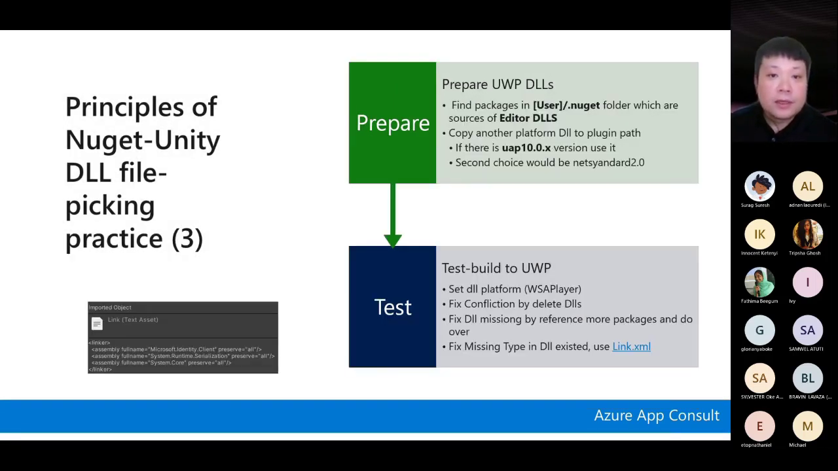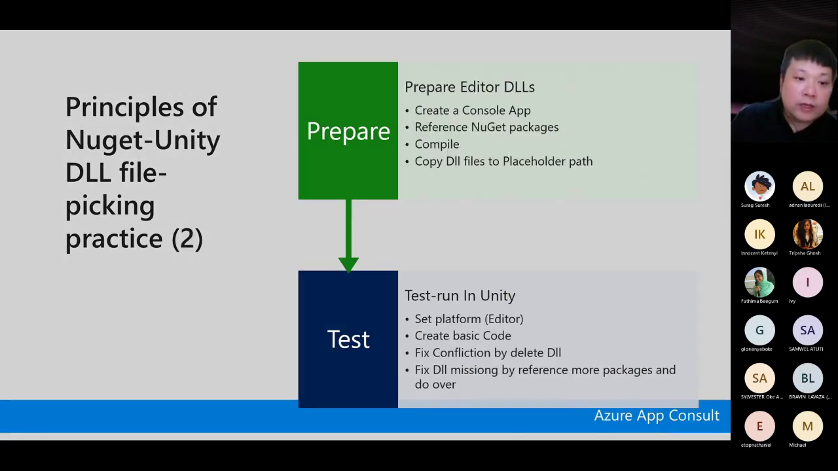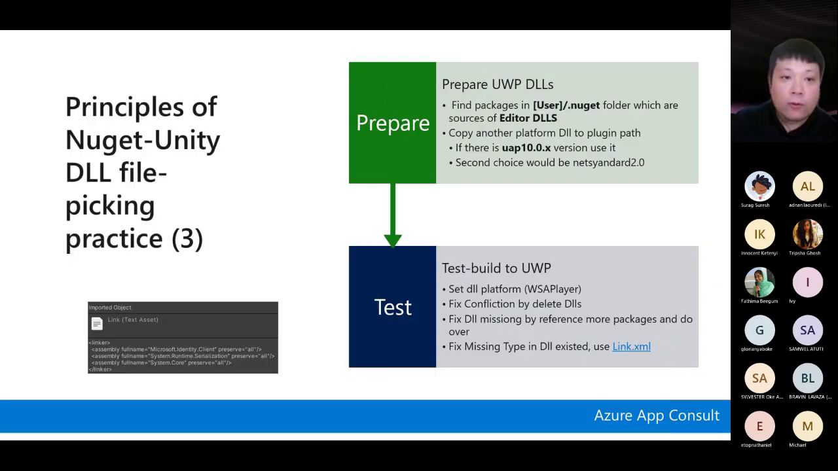The second step depends on the first step. When we have those DLLs available in play mode, we actually get a list of DLLs for UWP. So we have those editor DLLs and we open all those NuGet packages in the folder, and we find the platform match for UWP, which usually is UAP 10.0 or something. If there is no UAP 10.0, that also means it was maybe a .NET Standard library.